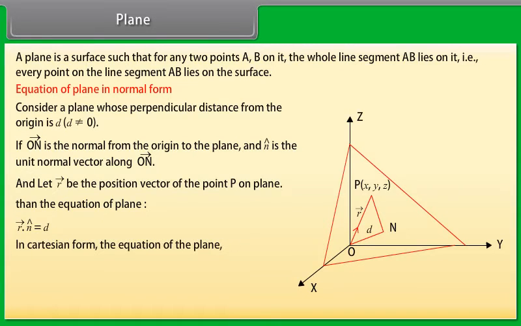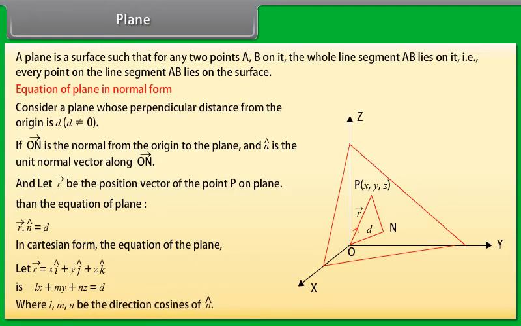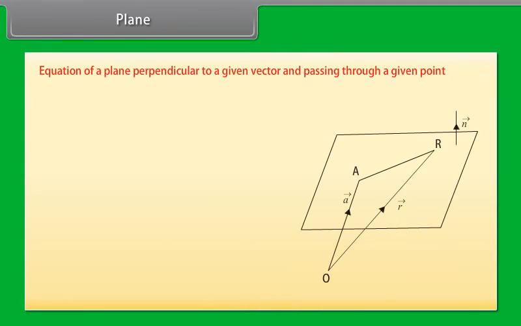In Cartesian form, the equation of the plane, let vector r equals x cap i plus y cap j plus z cap k, is lx plus my plus nz equals d, where l, m, n are the direction cosines of cap n. Plane: equation of a plane perpendicular to a given vector and passing through a given point.